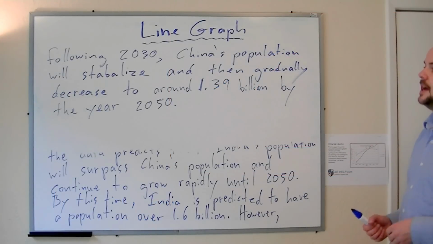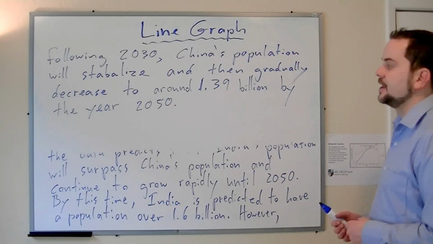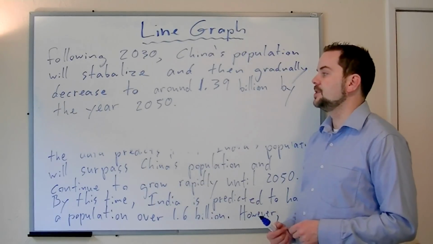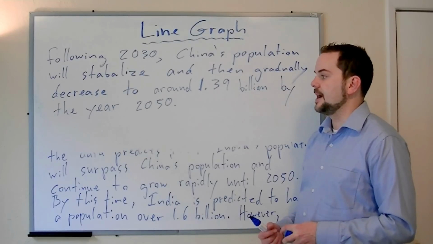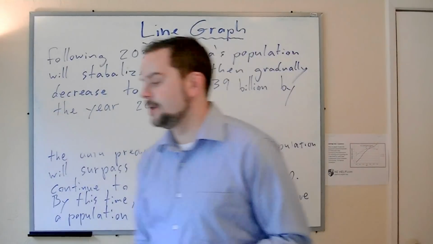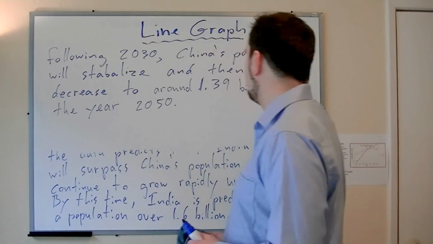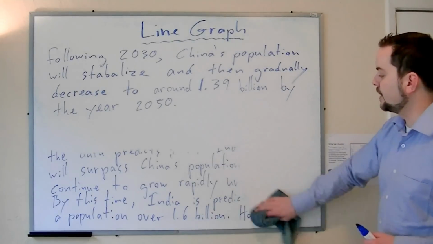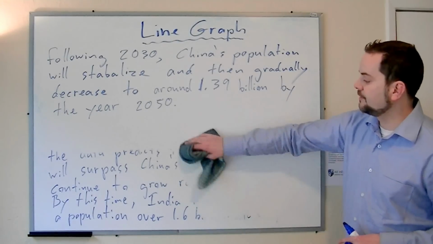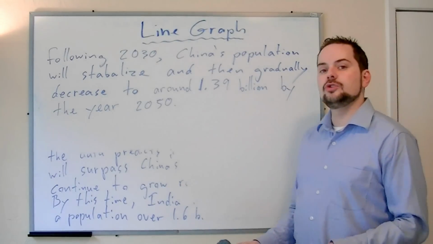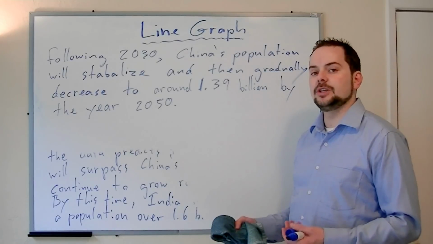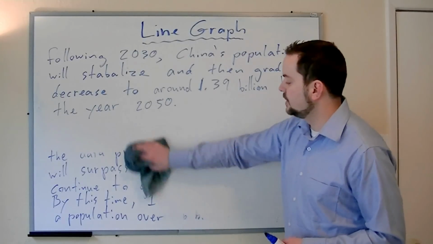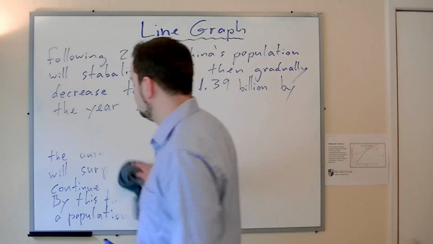Okay, so that's enough for the analyze section. Now we come to the final part, which is the conclusion of the paragraph. And here we're just going to write maybe one or two simple sentences to conclude this paragraph. Again, remember, for line graphs, usually the prediction is the most common type of conclusion. So predicting the future.